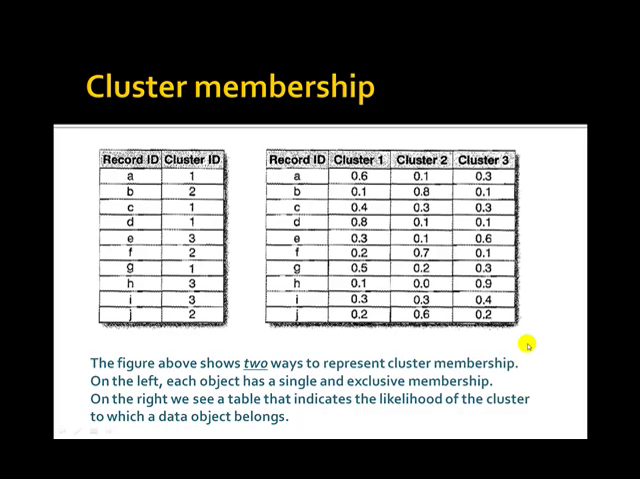Okay, so we talked about this cluster membership and the fact that a record can be a member of just one cluster. That's the image on the left. Or a record could possibly be a member of cluster 1, but also possibly a member of cluster 2 with, say, 10% chance of that, and a 30% chance of being a member of cluster 3.